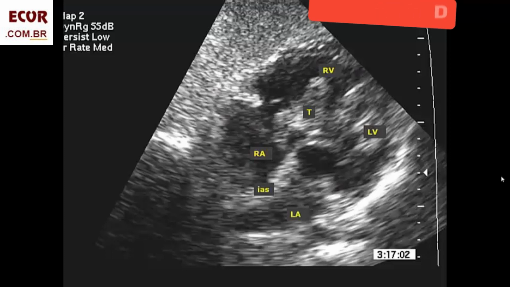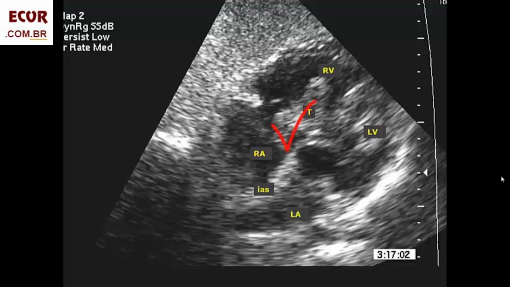Another right atrial myxoma in a subcostal view. The picture is during diastole, and this mass passes the tricuspid valve toward the right ventricle, but it's attached to the interatrial septum by this long pedicle.